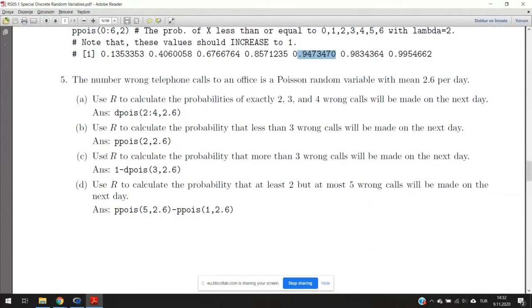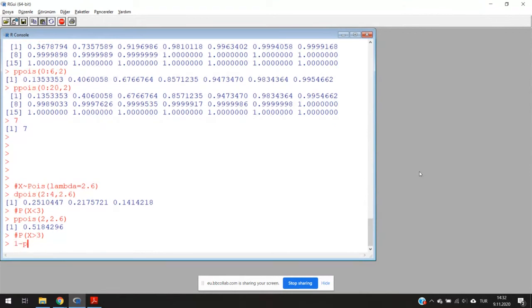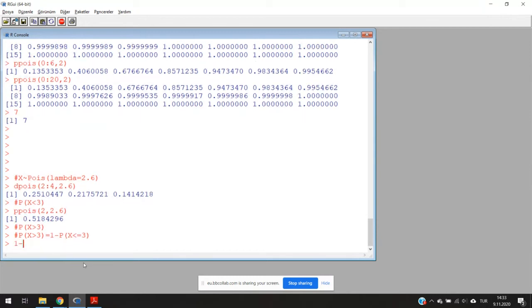And finally, in part C, it asks for the probability that more than 3 wrong calls will be made on the next day. So this time it asks for the probability of X being greater than 3, which is 1 minus ppois. Of course, we need to write 3 here because 3 is included in the complement event. So this probability is equal to 1 minus the probability of X being less than or equal to 3, right? And therefore, we need to write 1 minus ppois of 3 with 2.6. So the second argument is the rate parameter.